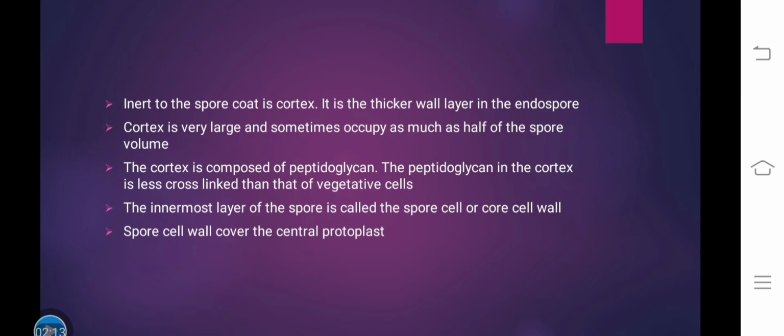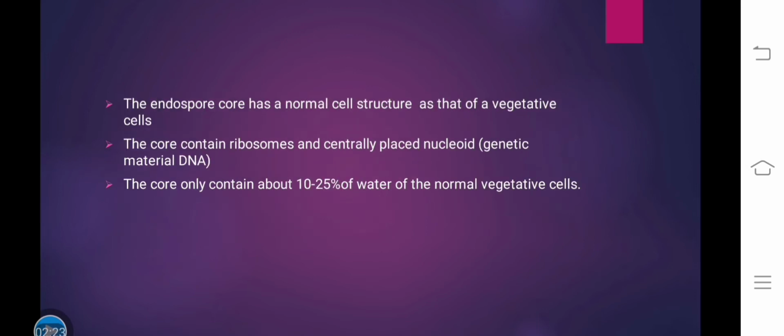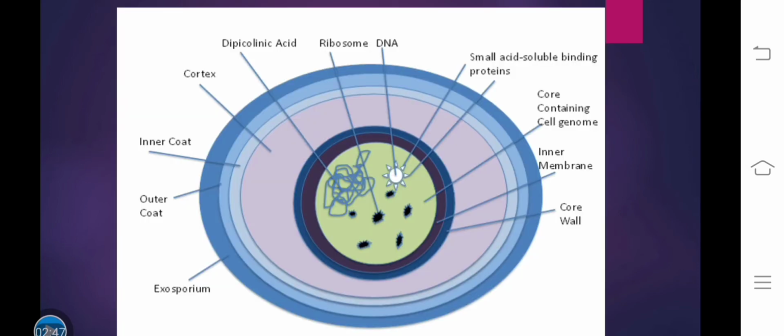The innermost layer of the spore is called the spore cell wall. The spore cell wall covers the central protoplast. The endospore core has a normal cell structure like that of the vegetative cells. The core contains ribosomes and a centrally placed nucleoid, the genetic material DNA. This core contains 10 to 25% of the water of normal vegetative cells. This is the structure of endospores.